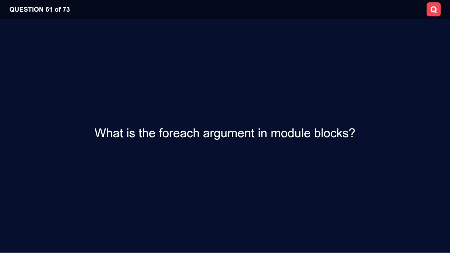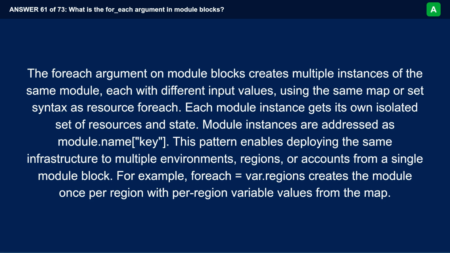What is the for_each argument in module blocks? The for_each argument on module blocks creates multiple instances of the same module, each with different input values, using the same map or set syntax as resource for_each. Each module instance gets its own isolated set of resources and state. Module instances are addressed as module.name[key]. This pattern enables deploying the same infrastructure to multiple environments, regions, or accounts from a single module block. For example, for_each equals var.regions creates the module once per region, with per-region variable values from the map.